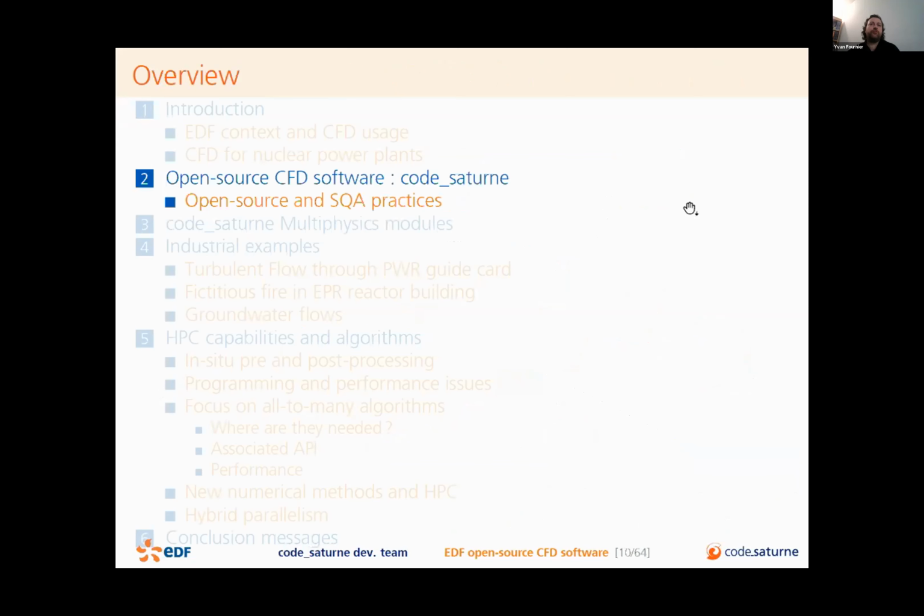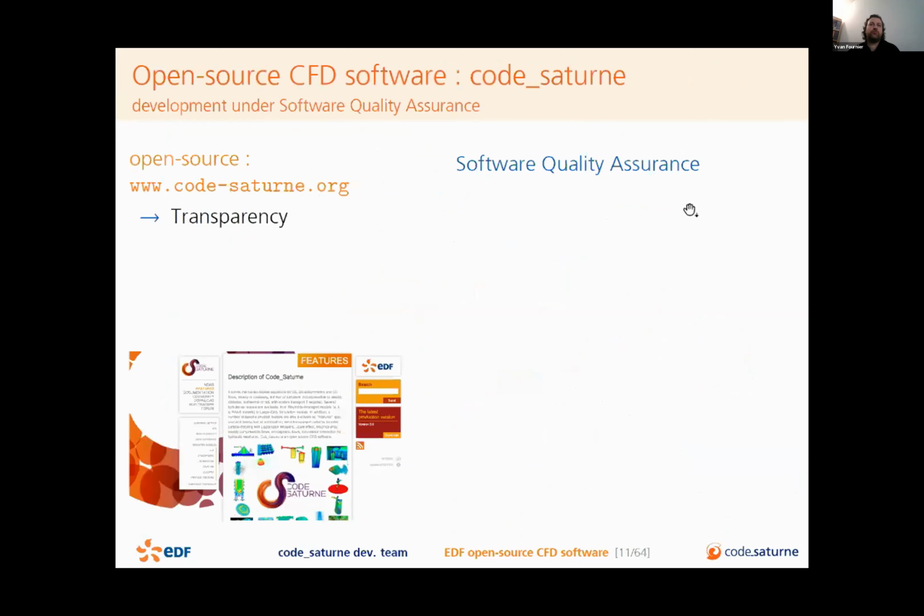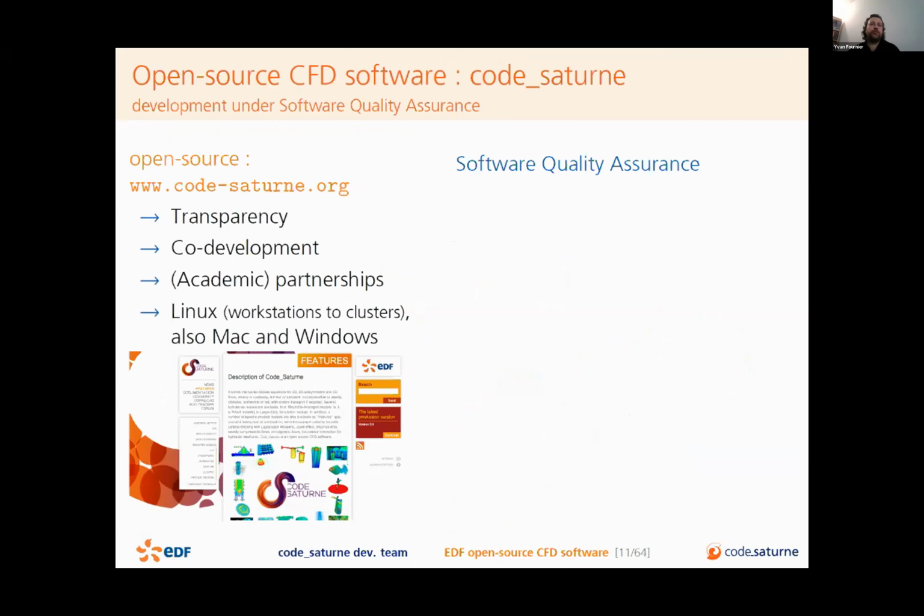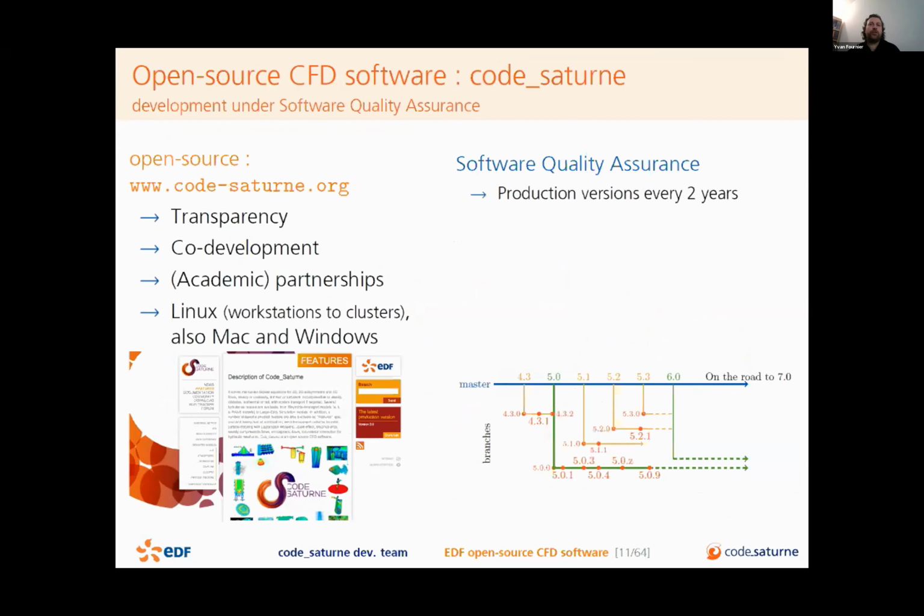So we've been developing Code Saturn over the last 20 years, and there were codes at EDF before that. So it was based on the prior experience also. And the code has been open source for quite a while for different reasons of transparency, making partnerships easier. And it has pretty classical quality assurance since it is used, at least in part, in nuclear studies. The quality assurance aspects are very important.